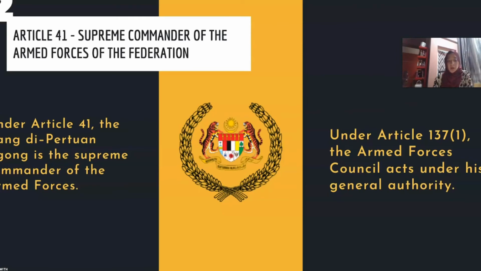Next, under Article 41, the YDPA is the Supreme Commander of the Armed Forces of the Federation. And under Article 141, the Yang di-Pertuan Agong is the Supreme Commander of the Armed Forces. Under Article 137, Clause 1, the Armed Forces Council acts under his general authority. From here, we can see that the YDPA is the top person in the military, and His Majesty the King is the highest commander of the armed forces.